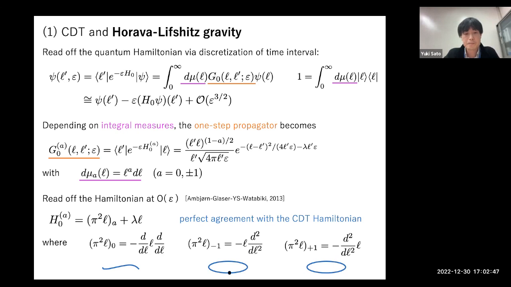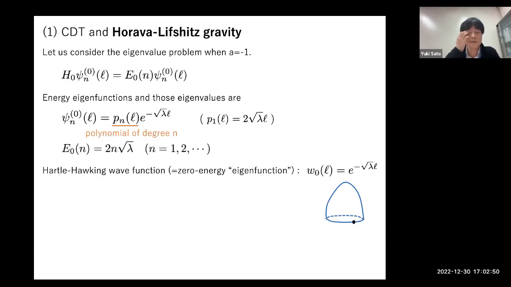Okay, so now we have the quantum Hamiltonian. So let's think about the eigenvalue problem. Just H0 is the Hamiltonian, and we can think of this eigenvalue equation. And interestingly, this system has a discrete set of energy eigenvalues, and square integrable eigenfunctions. So this is nice.